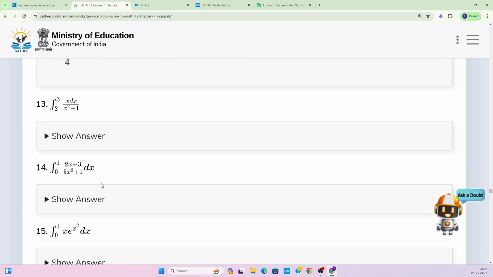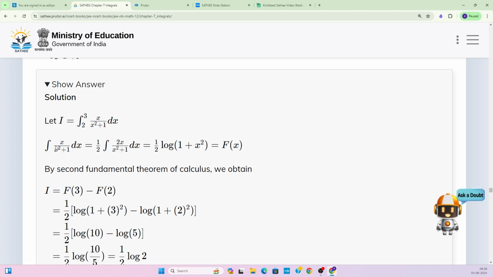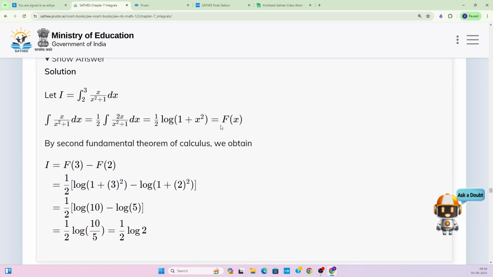Okay, now 13. So the definite integration from 2 to 3 of x dx by x square plus 1. What will be your answer for this? First of all, we have to evaluate the indefinite integral of x divided by x square plus 1 dx. This gives you what? Half of the integration of 2x by x square plus 1. By using the substitution method, what can you get? Half of log (1 plus x square) is equal to capital F(x). This means capital F(x) is this.